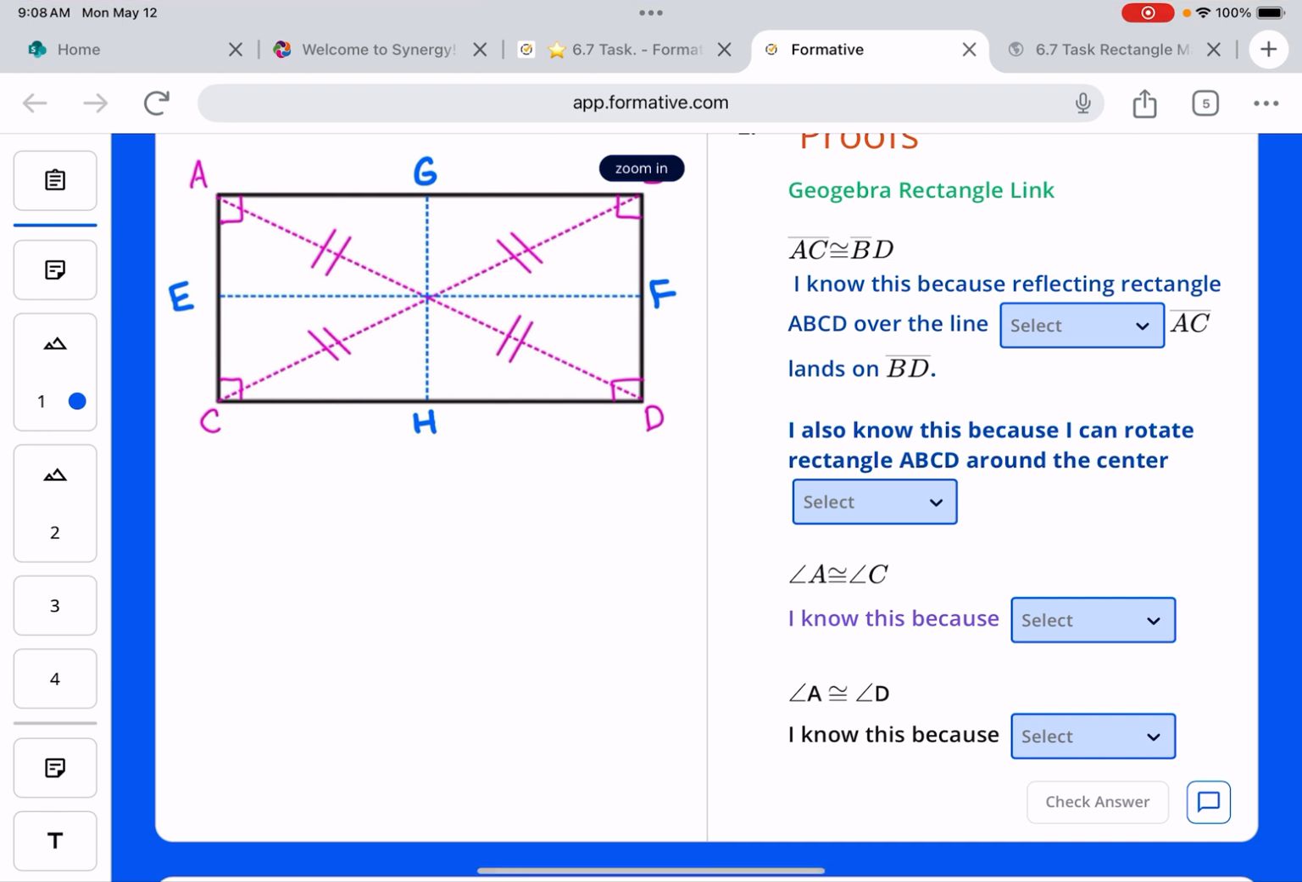I know this because reflecting rectangle ABCD over the line, we reflected it over that middle line, which is called GH. AC lands on BD. We just proved it. I also know this because I can rotate it around the center. How many degrees can we rotate it and show symmetry? You probably know the answer, but that isn't the point here.